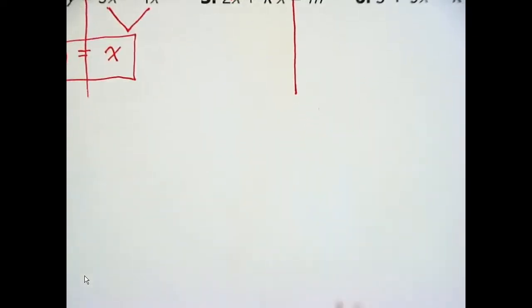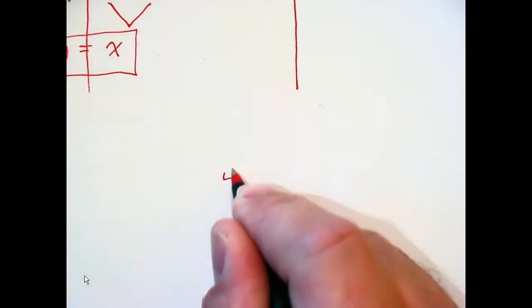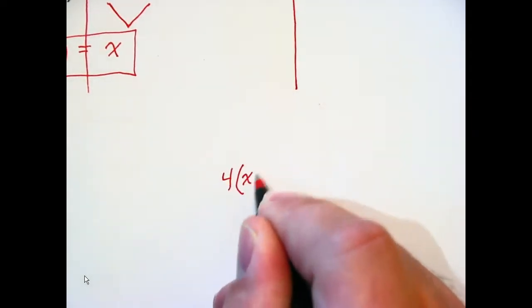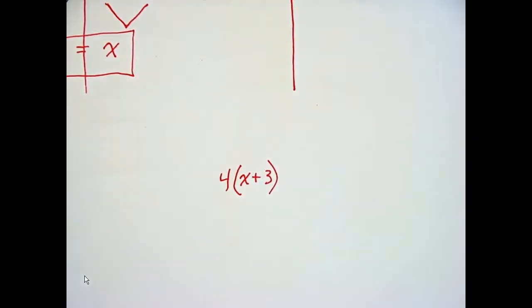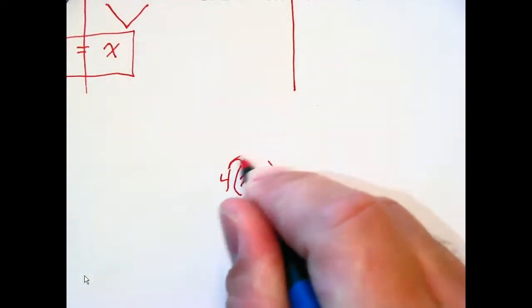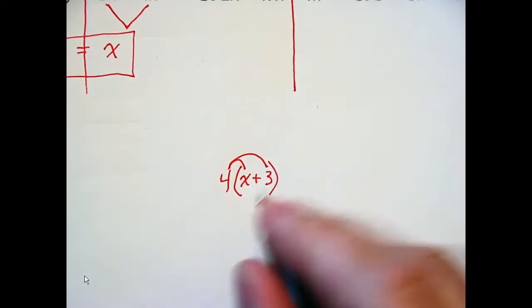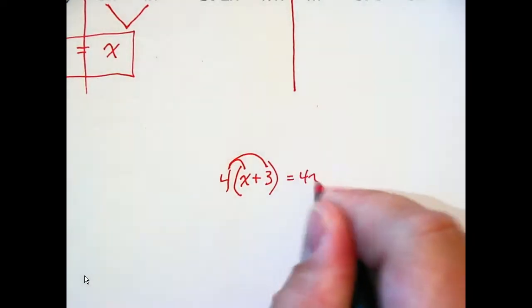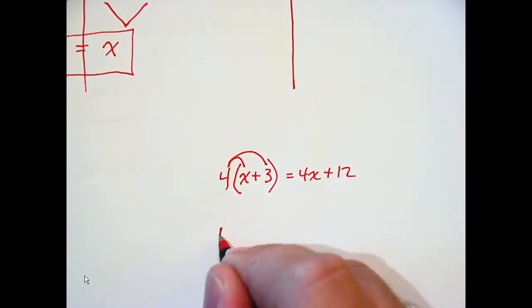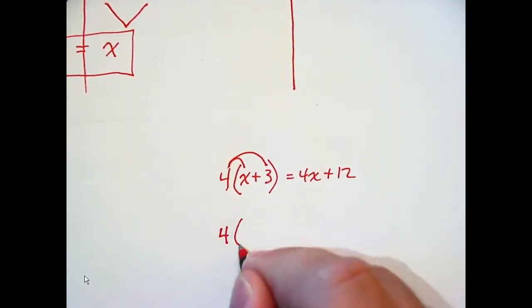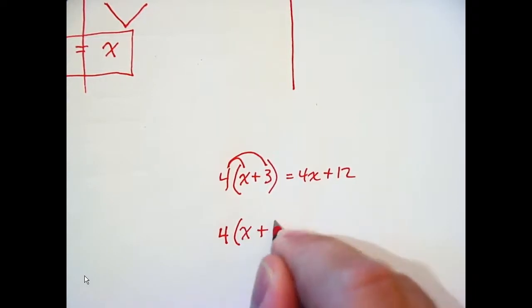So how many remember the distributive property? So kind of a different problem, just really quick, just so we can recall. If I have 4 times x plus 3, what do I do? You do 4 times x and 4 times 3. Everyone agree? Okay, so that gives me 4x plus 12. Well, what if I had 4 times x plus k?